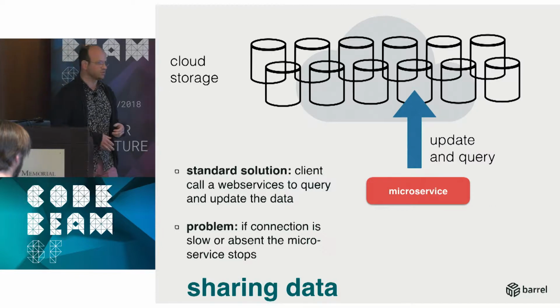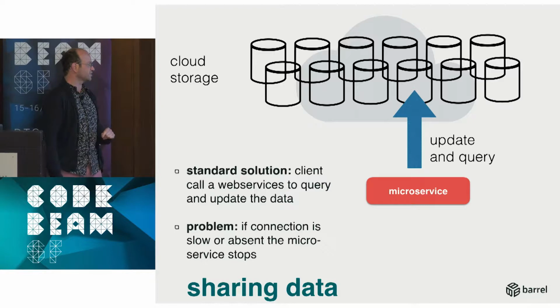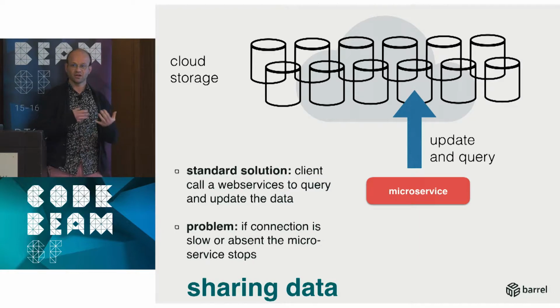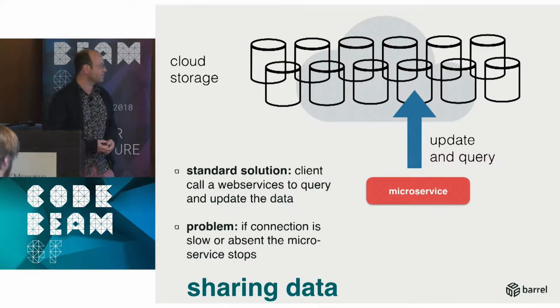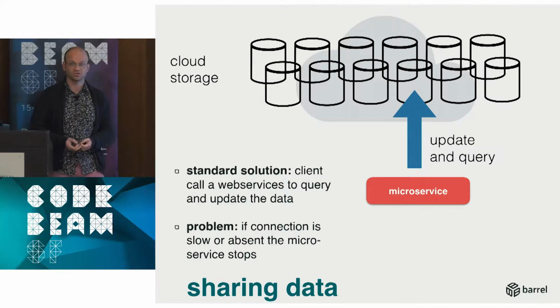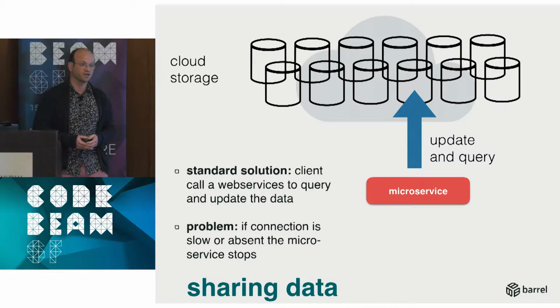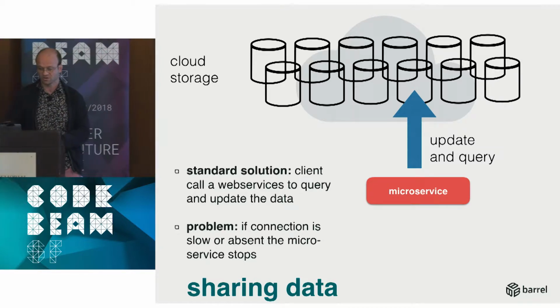So there are two ways. The usual way for people to handle their microservices is having your database, and the client calls a web service, an API, and your microservice, your application, is querying the database and providing the response to the request of the customers via the API. The problem is what happens when the connection to your database is slow or crashes or is absent. Then your microservice will stop. And what happens? You're blocked.